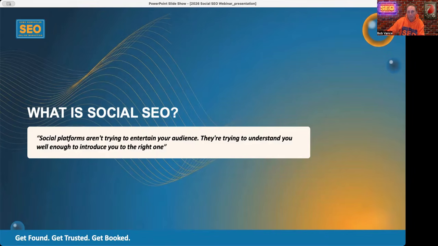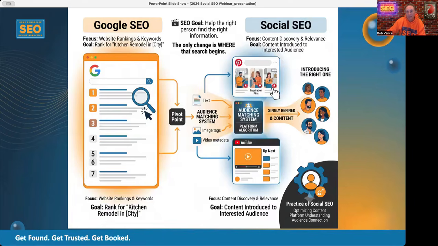Google SEO still matters, and it still matters quite a bit, but search itself is expanding well beyond the search engine box. And so, just an illustration of that, the goal of SEO has always been the same: help the right person find the right information. The only thing changing is where that search begins. Social platforms, they've quietly become discovery engines in their own right. Think about how people actually use Instagram, for instance, or maybe YouTube or Pinterest.